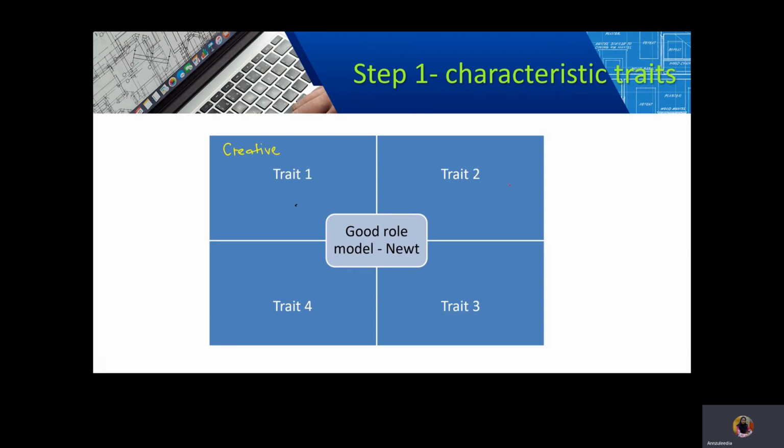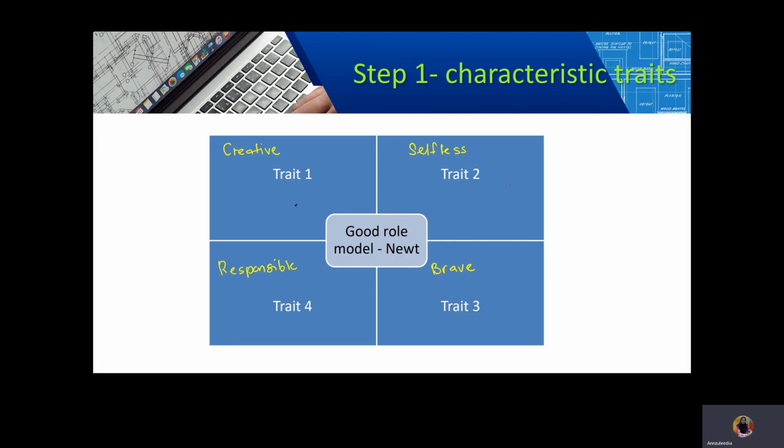Okay. All right, next one. Let's say we put selfless. All right. Number 3, can we put brave? Okay. Number 4, maybe responsible. Okay. I would consider him as a responsible son. All right. So now we have done the first layer. So we have given 4 characteristic traits: creative, selfless, brave, and responsible.